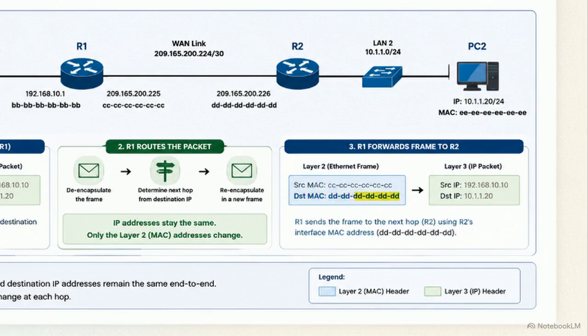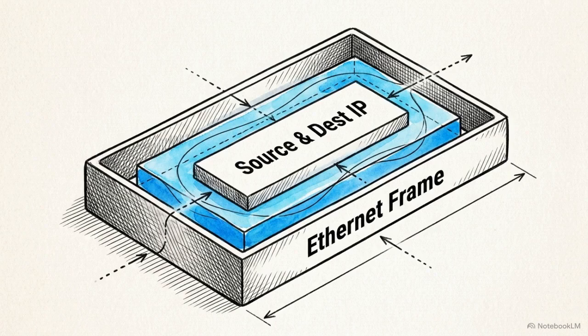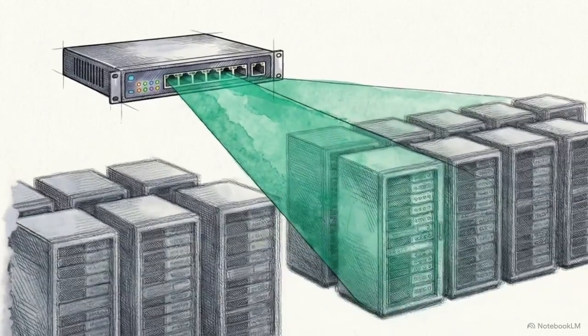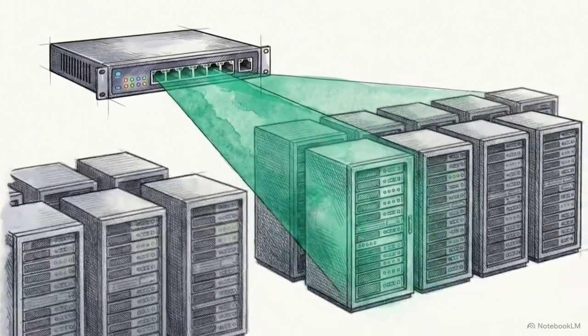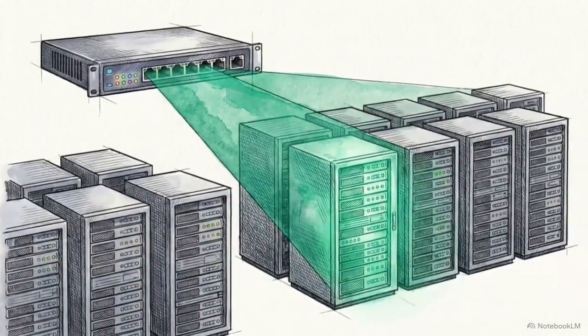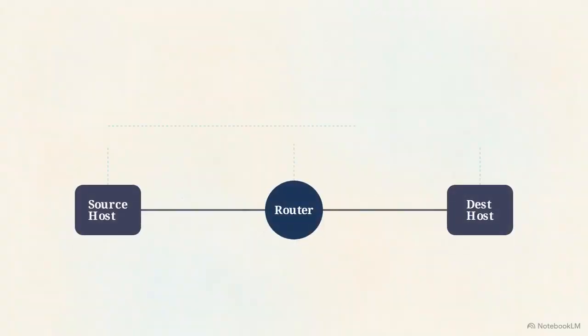Inside that frame, the source and destination IP addresses remain unchanged throughout the entire journey. Router 2 repeats this de-encapsulation and then uses ARP on the final network to find the MAC address of the target server. This illustrates how packet delivery works. End-to-end IP addresses stay constant, but Layer 2 MAC addresses are rewritten at every router boundary along the path.